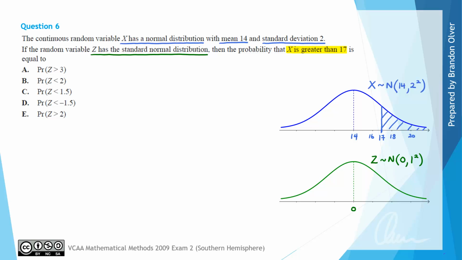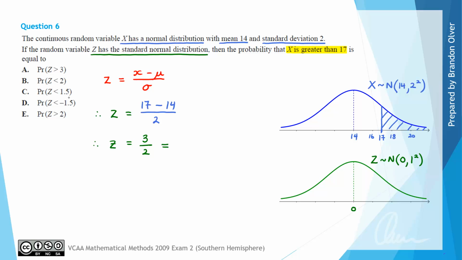To get the necessary z score for the second one, we're going to use the formula for standardizing, which is z equals x minus the mean, over the standard deviation. So our z value for our standard normal curve is going to equal the x value of 17 minus the mean value of 14, divided by the standard deviation of 2.